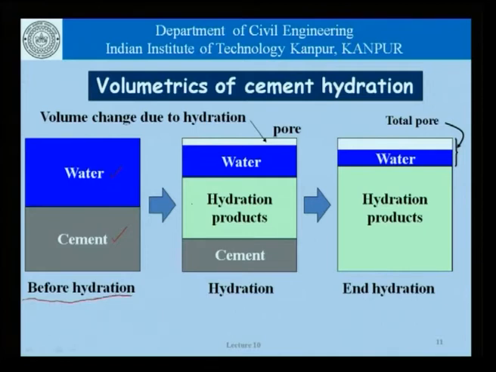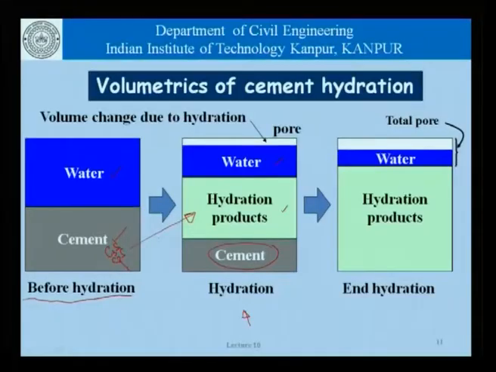Once the hydration starts, the cement comprising C3S, C2S and so on starts getting converted to hydration products. And since in this picture we are talking of an intermediate stage where all the hydration has not yet taken place, there is some unhydrated cement, some amount of hydration products which have been formed and some amount of water which is still left. So, some amount of water has been consumed and some amount of cement has reacted with the water and the hydration has taken place.